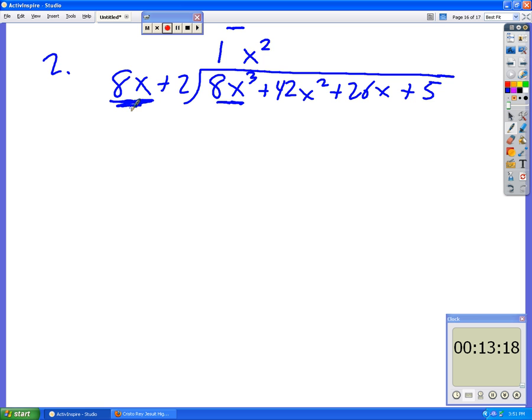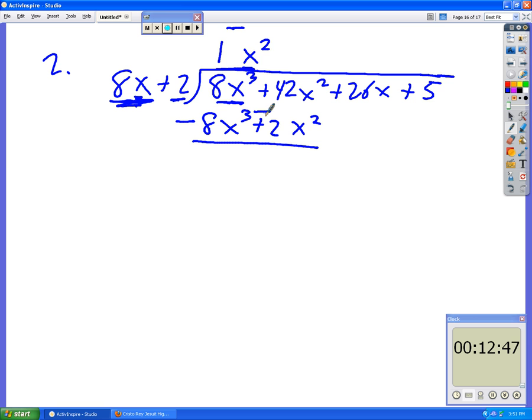Now I multiply the 1x squared here times the 8x here. 1 times 8 is 8, and this x squared times this x is x cubed. Then I multiply the 1x squared times the 2. 2 times 1 is a positive 2, and I have 2 x's on top, none of them by the 2, for a total of x squared. When I get both numbers here, I draw a line underneath. I change the sign in front of the 8. I change the sign in front of the 2.